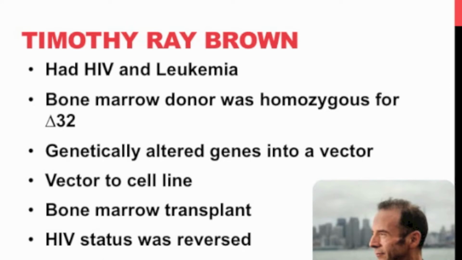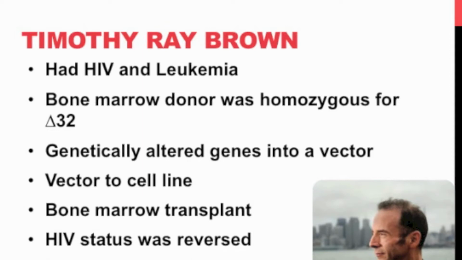Timothy Ray Brown, also referred to as the Berlin patient, was the first person to have ever been cured of HIV. When he visited Dr. Hutter, he had HIV and leukemia. Dr. Hutter found a bone marrow donor that was homozygous for delta 32.